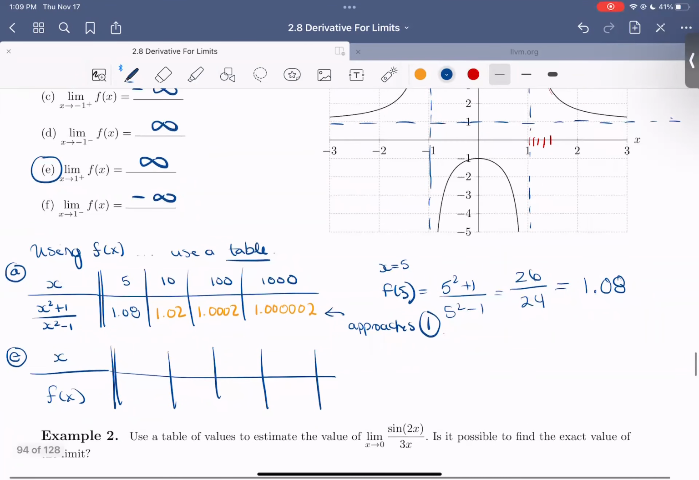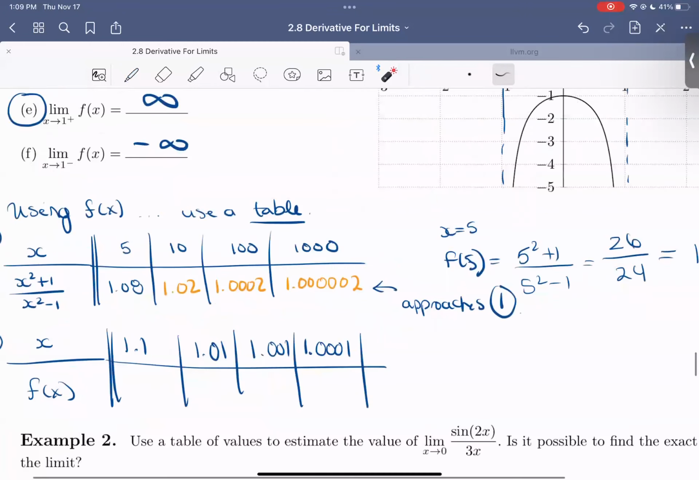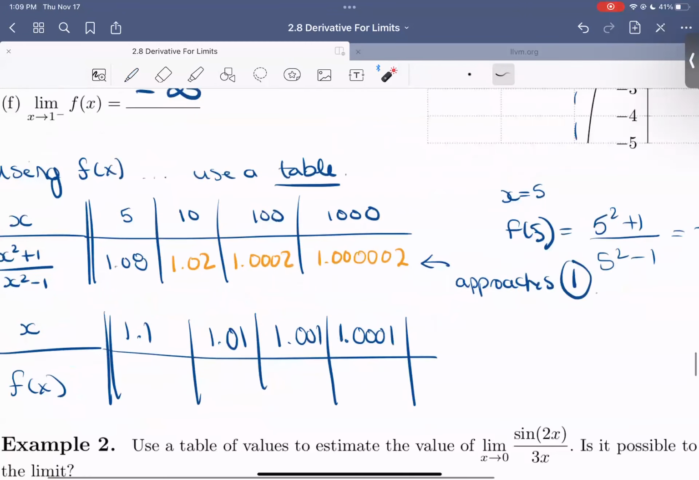So for my test values, maybe I'll start with 1.1. Then I'll go with 1.01, get closer to 1 there, 1.001, and maybe 1.0001. So as you see, the test values I use are close to 1, but then get closer and closer and closer. But these numbers are approaching 1 from the positive side. All right, so then we just need to look for those outputs.